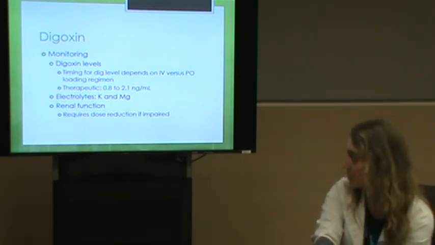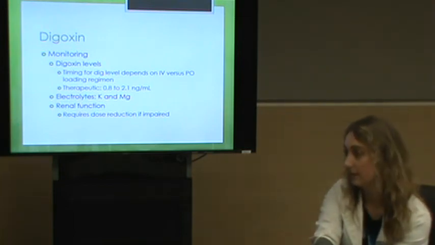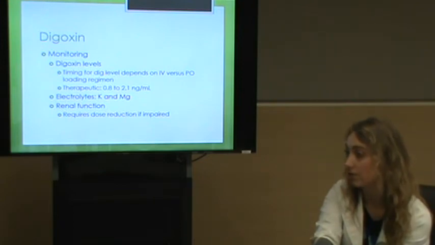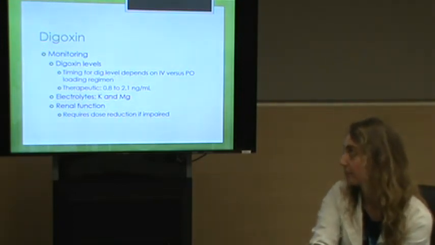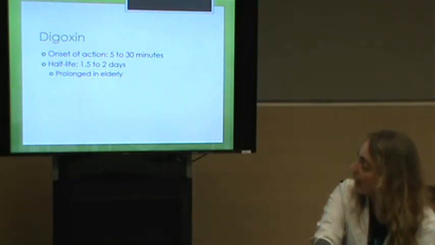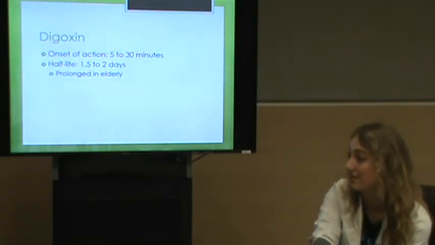Renal function: if the patient has renal impairment, they'll typically require a lower dose of digoxin or a longer dosing interval, so they can go either way. Onset of action is 5 to 30 minutes, with a half-life of 1.5 to 2 days, and that could be extended to 5 days for elderly.